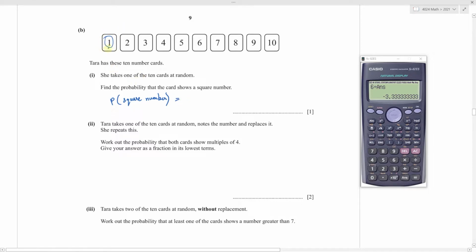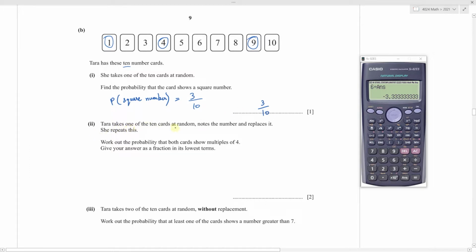So how many numbers are square numbers? 1 is a square number because 1 square is 1. 4 is a square number, 2 square is 4. And then 9 is a square number, 3 square is 9. So 3 numbers from all these cards are square numbers out of the total 10 cards. So probability is 3 over 10.